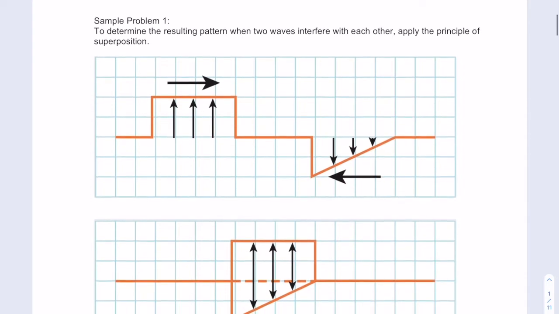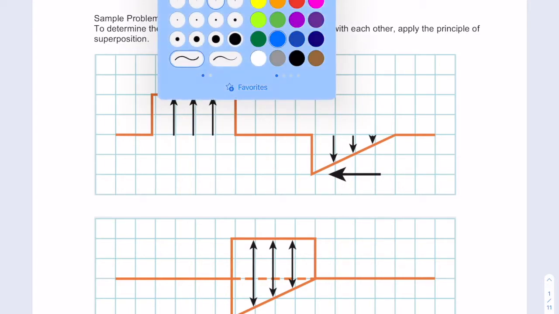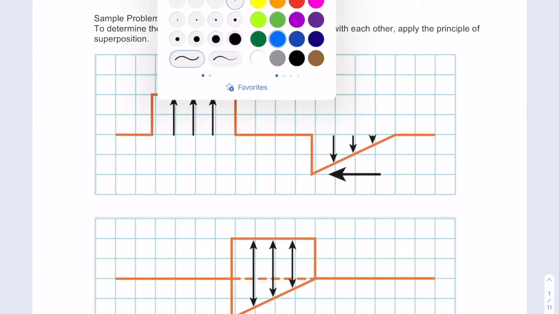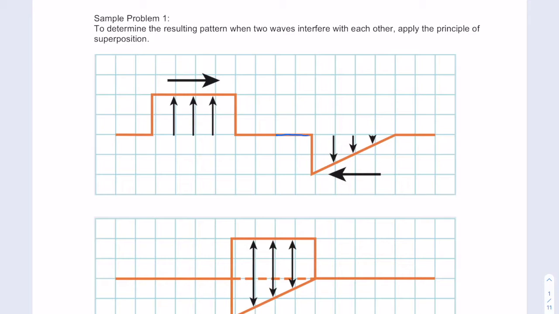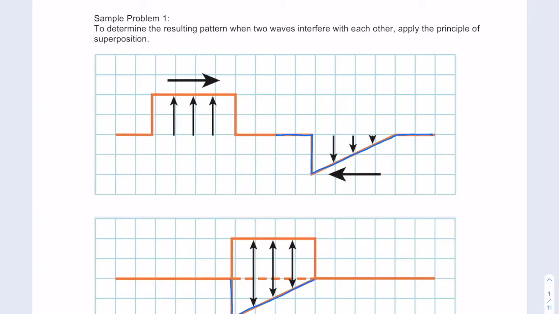Let's take a look at a slightly more complex example. I'm going to color code these. I'll leave one of the pulses in orange, and I'll make the other pulse a blue color. So here we have a crest whose shape resembles a rectangle, about to pass over a trough whose shape resembles a slanted triangle. When the two are over each other, we can predict the resulting interference pattern by finding the sum of the individual amplitudes at each particular point.